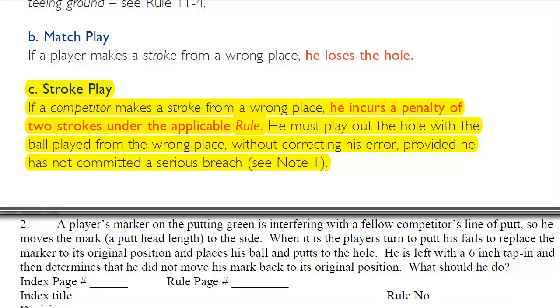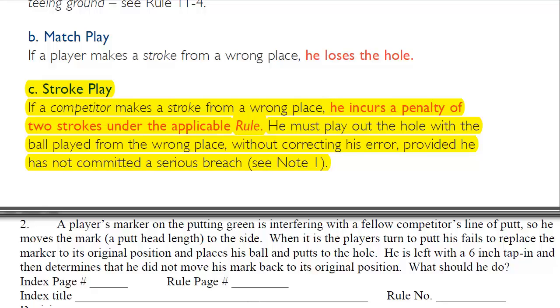Matter of fact, here's a little tip for you. In wrong ball, in wrong place. When you have a wrong place situation, think of the P in place as play on. Don't go fix it. Just take your penalty and keep playing. And when you're doing a wrong ball situation, remember the B in ball as go back, because you have to fix a wrong ball situation.